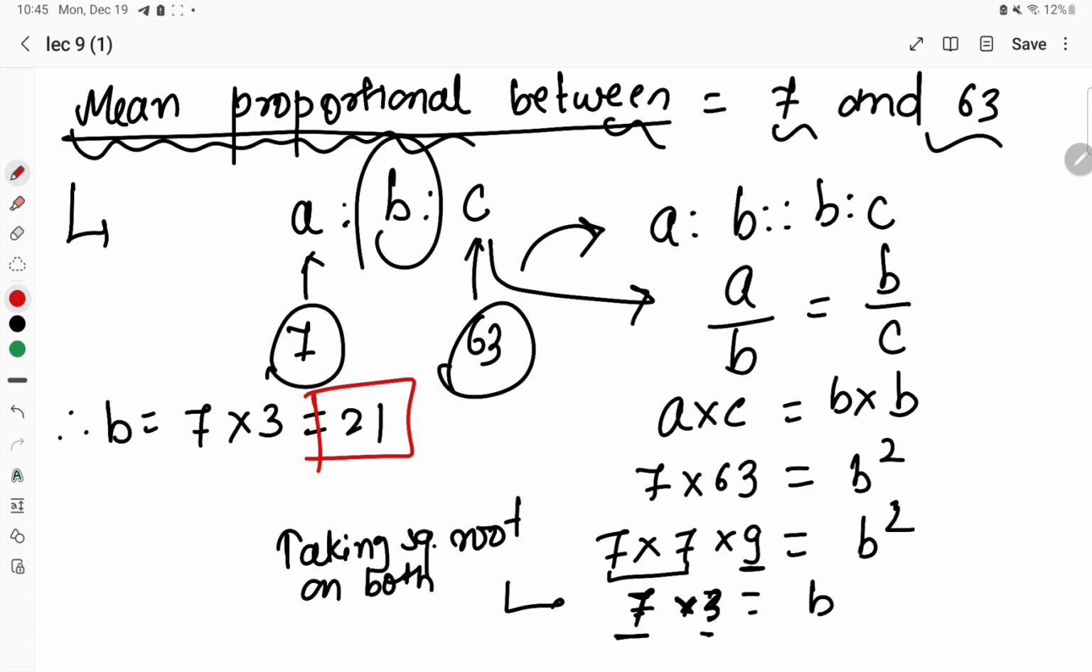They can also ask us to find the second proportional. They can also give it in wording, such as find the mean proportional between these two given values. This is how we calculate. So these were some of the types. Now let us discuss a few more.